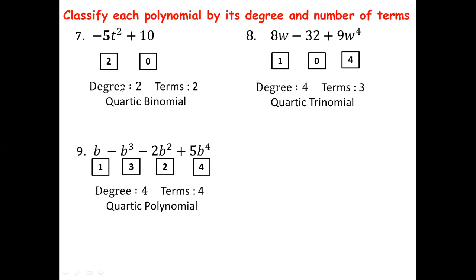So if the degree was 2, it was quartic. And if there were two terms, it was bi. As I said, 2 was bi. So quartic binomial. Okay, this is how you classify them. Classify the polynomials according to degree and number of terms.